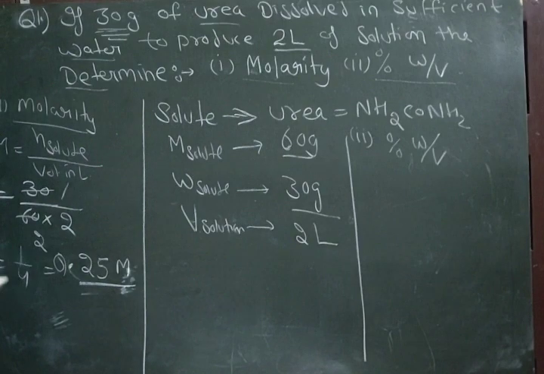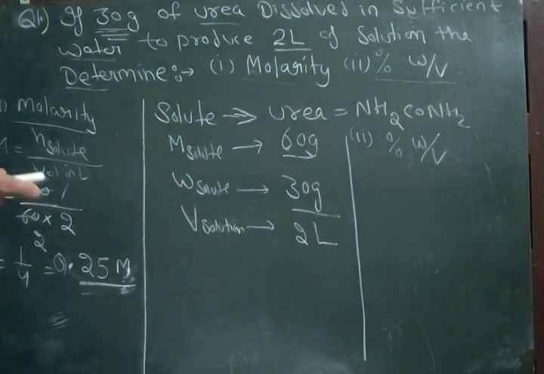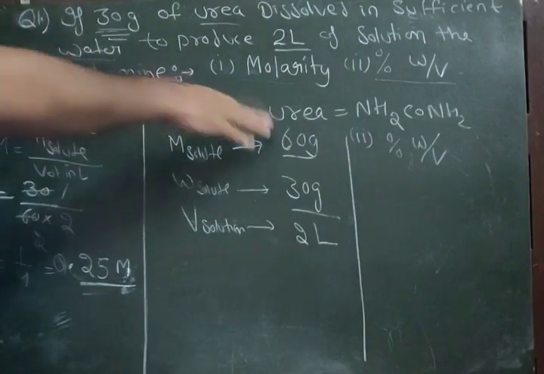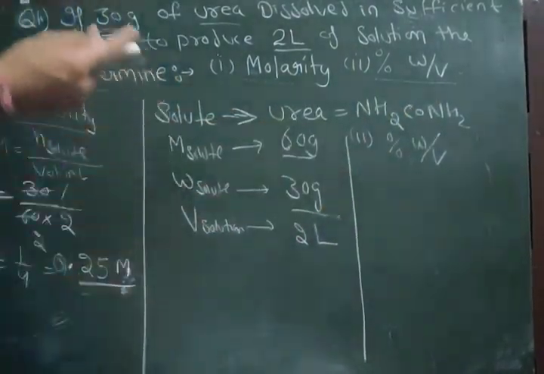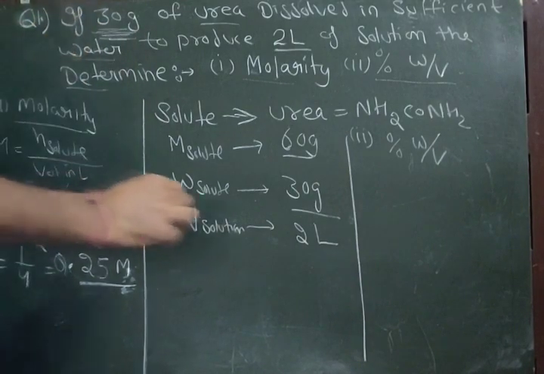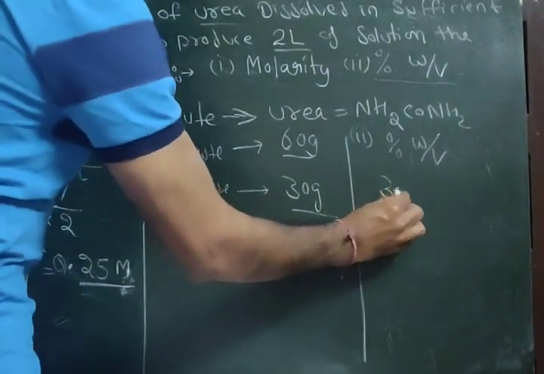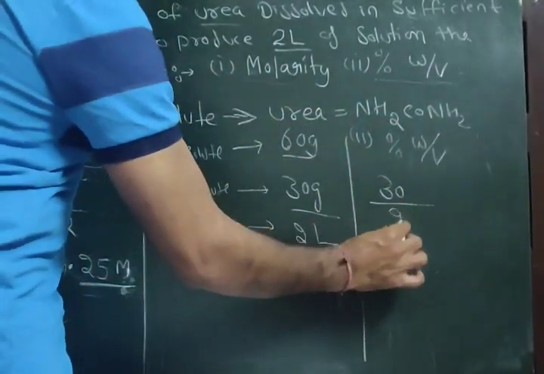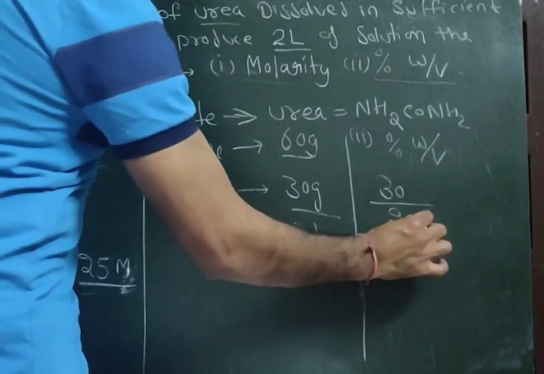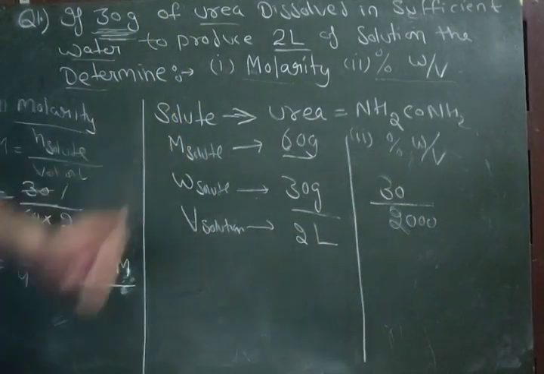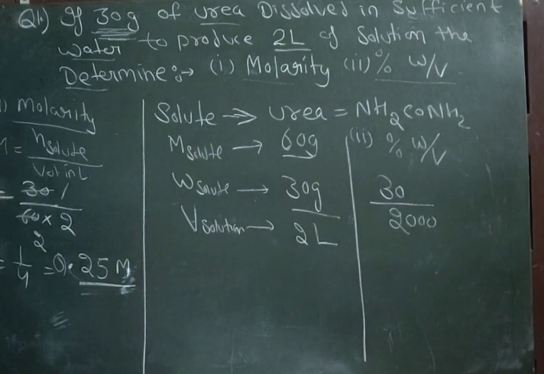Very simple, no need to calculate the moles, because moles are used in the molarity. Here we can directly use the value of the solute, that is 30, given mass. Volume is 2 liters, that is 2000, because it is in the liter.